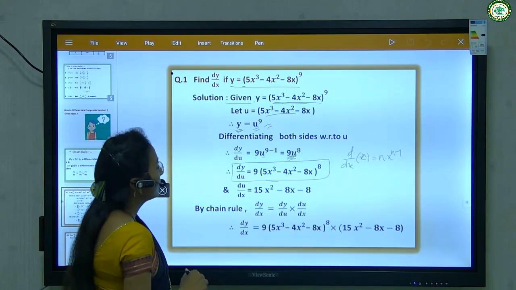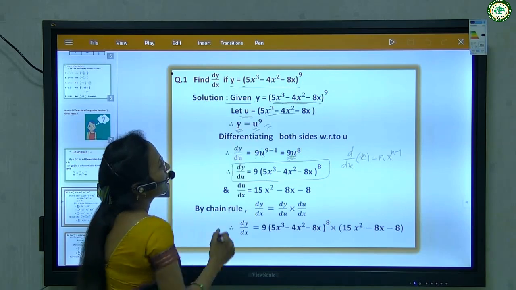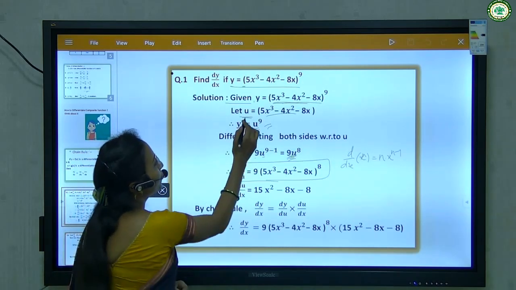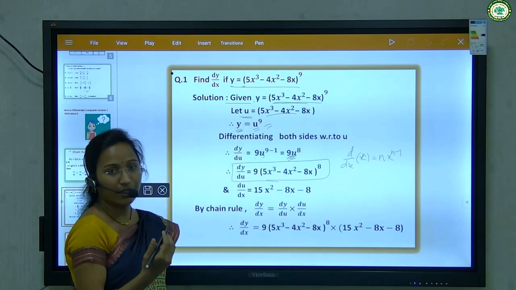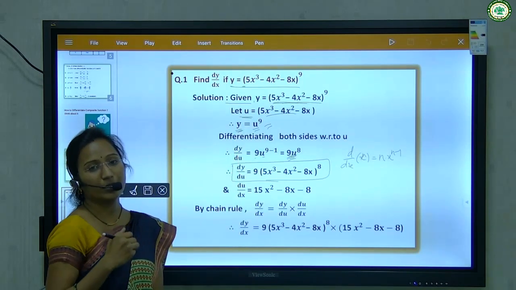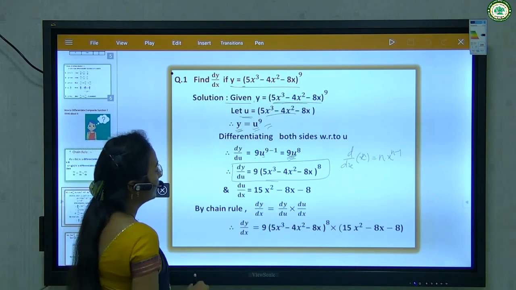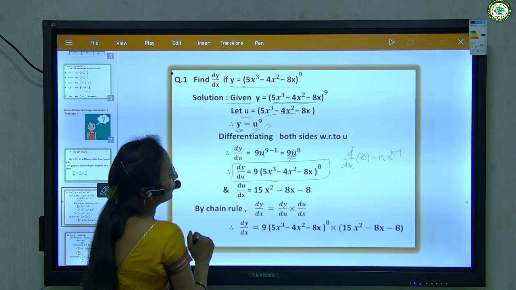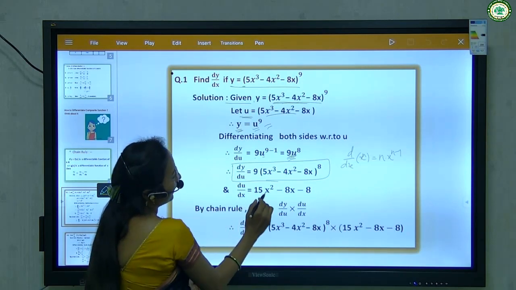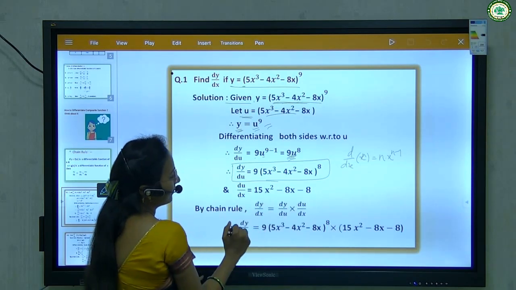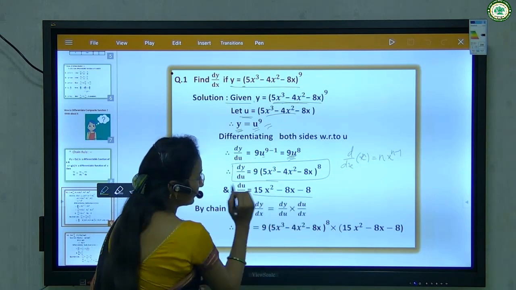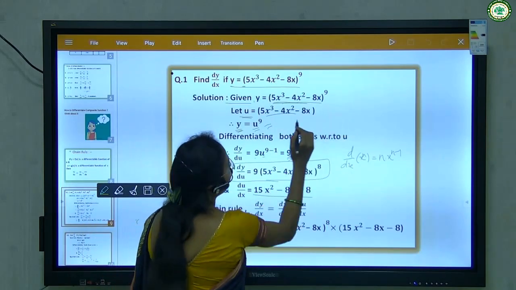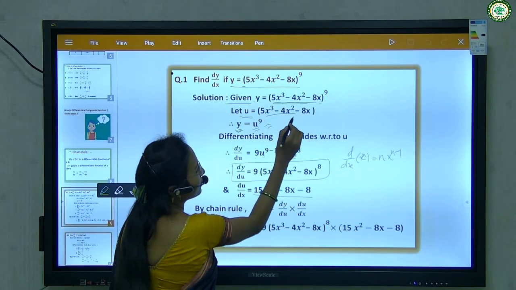And here we see that u is equal to 5x cube minus 4x square minus 8x. Now here u is a differentiable function of x. Therefore, I will differentiate u with respect to x. Therefore, the derivative of u with respect to x, du by dx, is equal to 15x square minus 8x minus 8. Now, how to calculate du by dx? Here you see that the function u is 5x cube minus 4x square minus 8x.